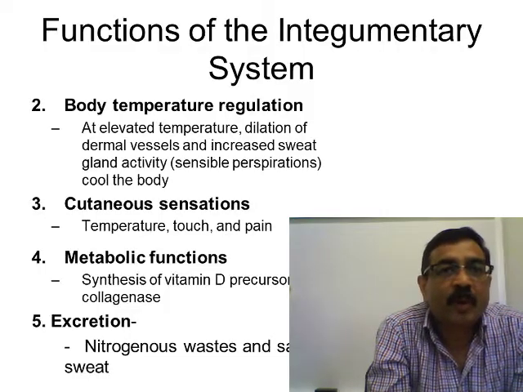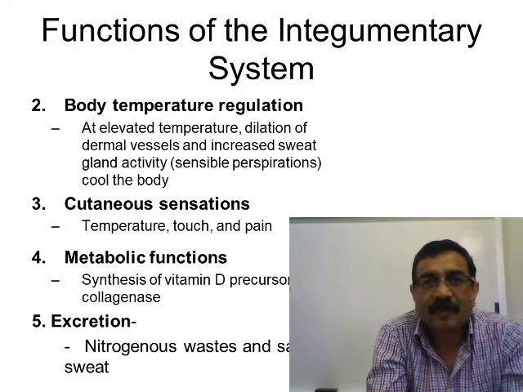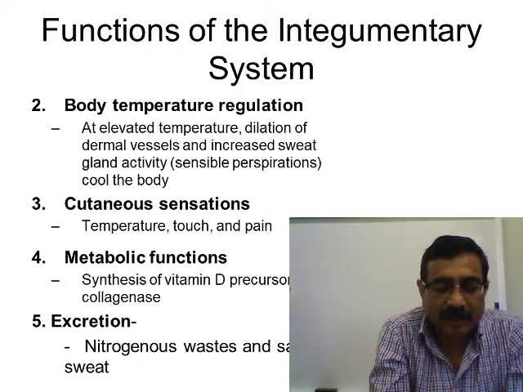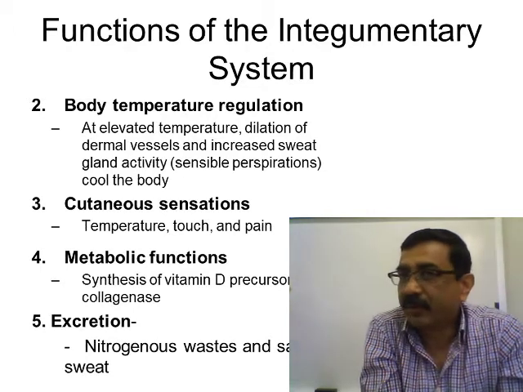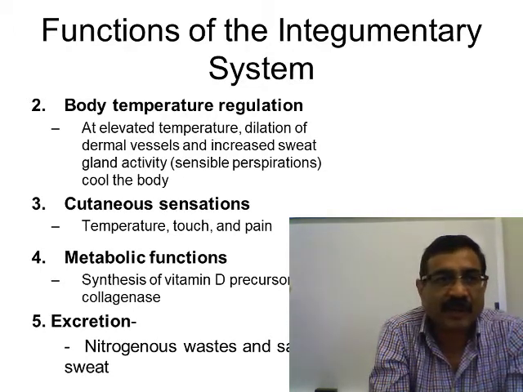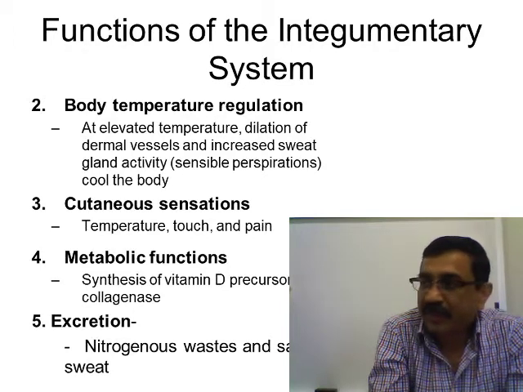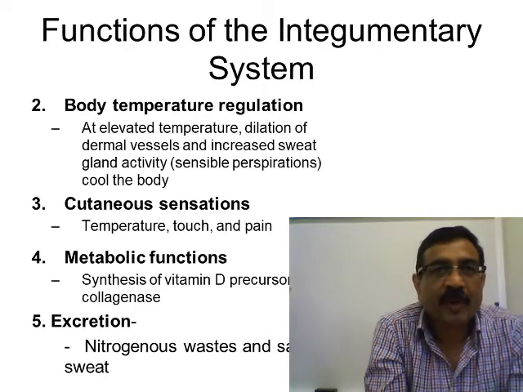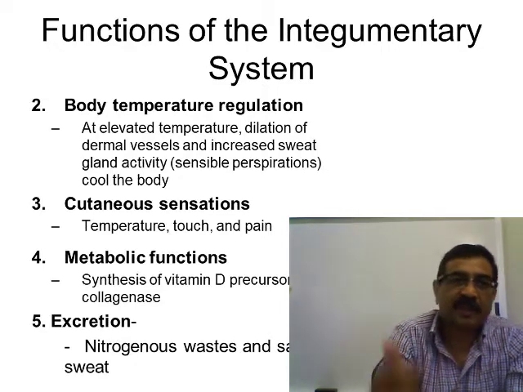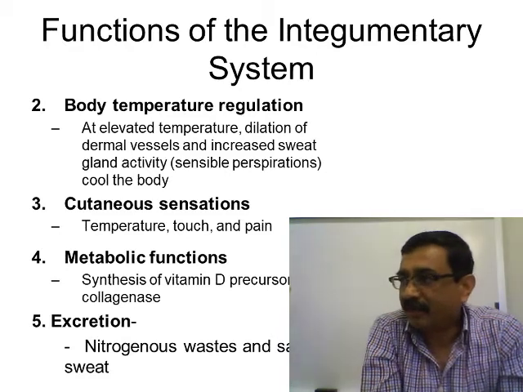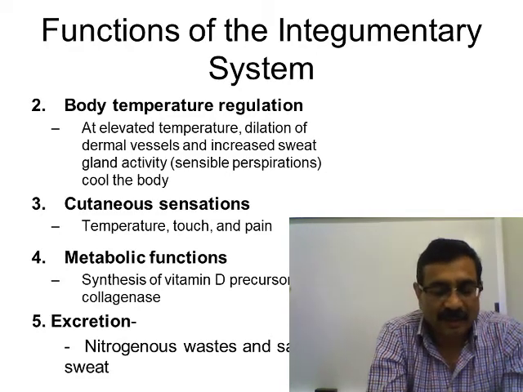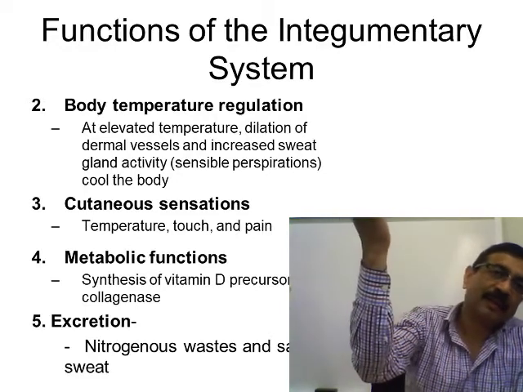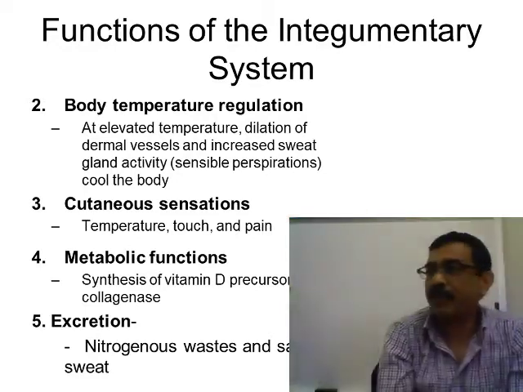Regulation of body temperature. I already talked about this when I went over all these systems, 11 systems, by two ways. Skin regulates or lowers the body temperature. One is, if body temperature increases, sweating occurs from the skin. And sweating takes a lot of heat out from the body.